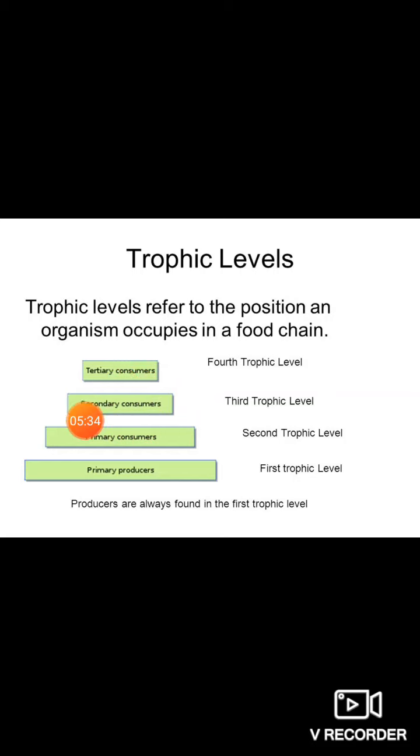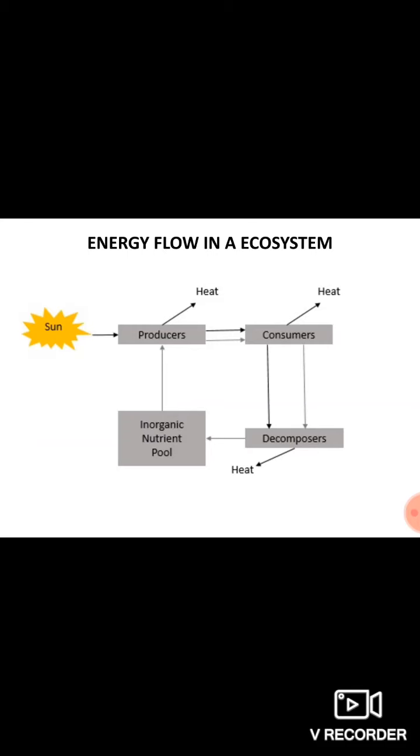Then secondary consumers, which are the small carnivores, will be in the third trophic level, and as it goes, you can see the tertiary consumers will be in the fourth trophic level, and the quaternary consumers will be in the fifth trophic level. So producers will always be at the first trophic level, which is the basic fact that we all have to accept and understand. So energy flow we have seen, and how the process is an exothermic process.